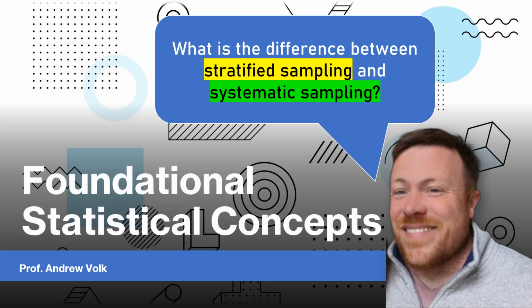My name is Professor Volk, and today we're talking about some foundational statistical concepts. We're going to talk about different types of vocabulary and answer some other questions involving bias and sampling methods.